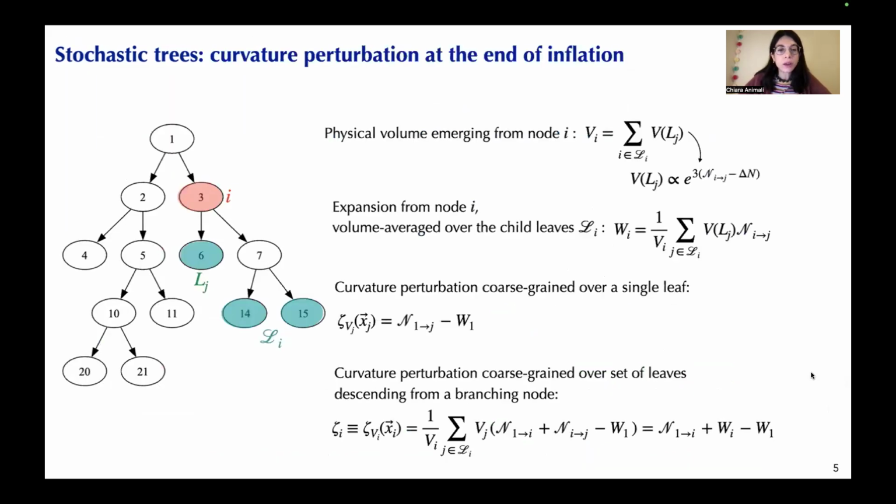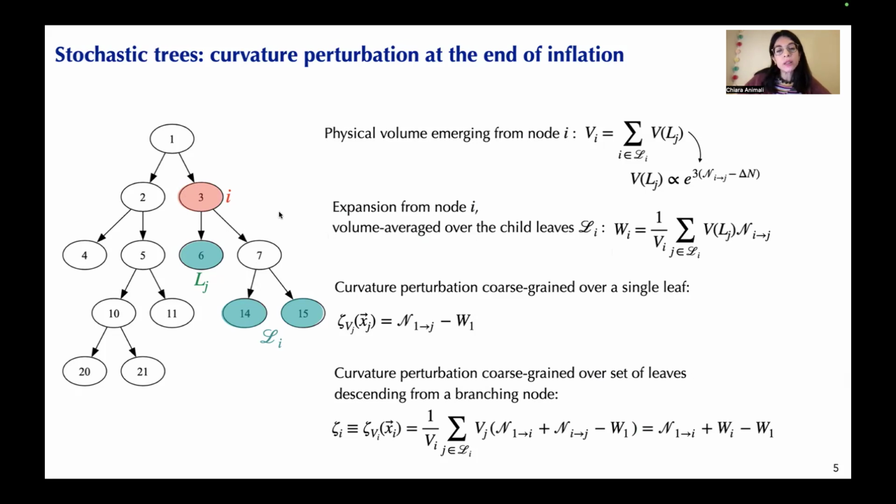Now let me explain how we can reconstruct the curvature perturbation from stochastic trees. So let us imagine to have a stochastic tree realization of this type. Then, for each node I of the tree, it is straightforward to compute the physical volume of the region emerging from it, because it's just the sum of the volumes of the set of leaves descending from it, where the volume of a leaf is just the exponential of this amount, where this N here is a first passage time from this node up to the final leaf along this branch. We can also compute this quantity W, which is the number of e-folds from this node, volume averaged over the set of leaves descending from it.